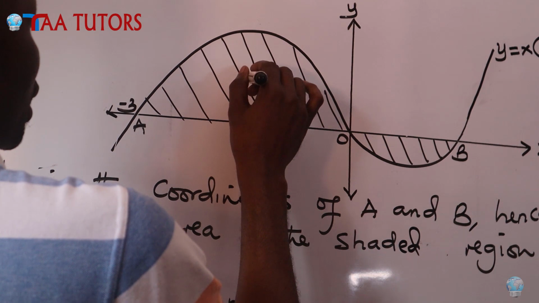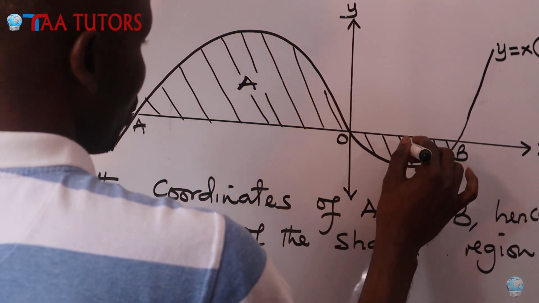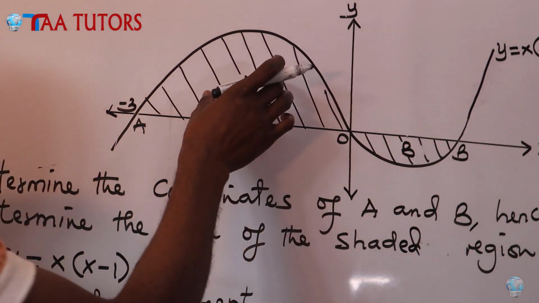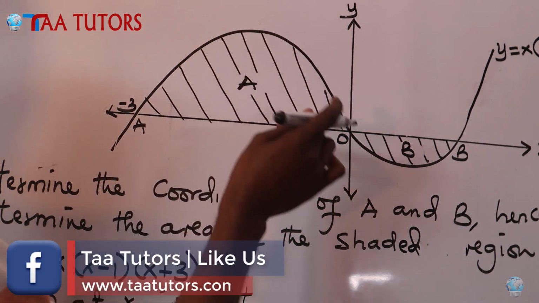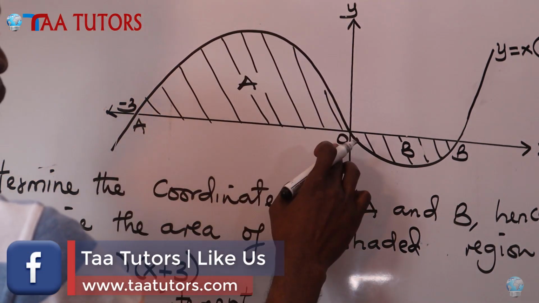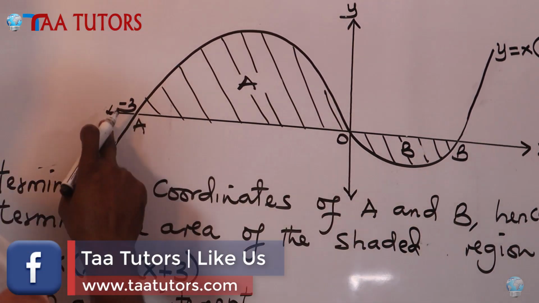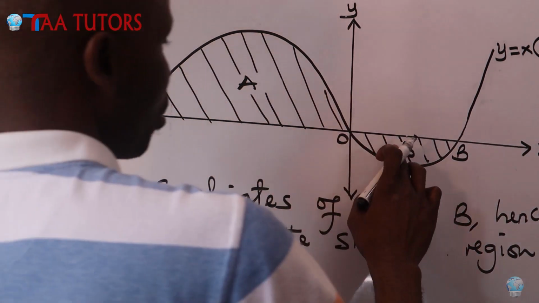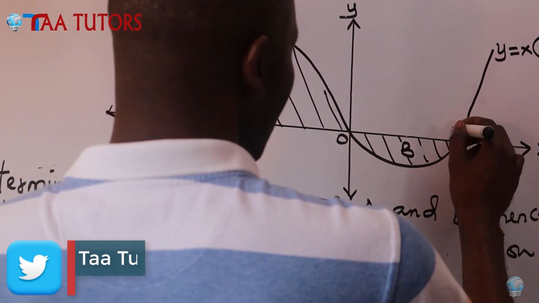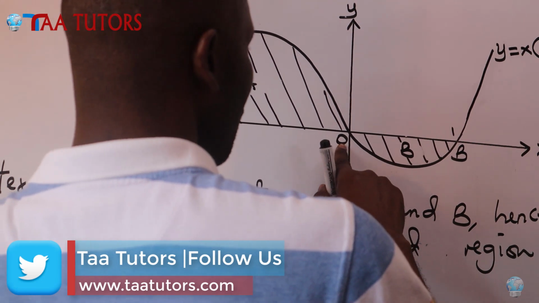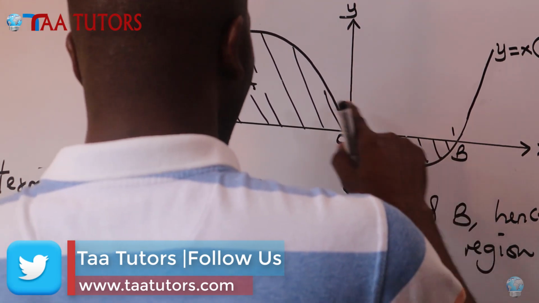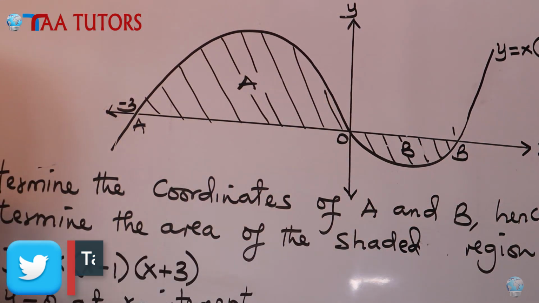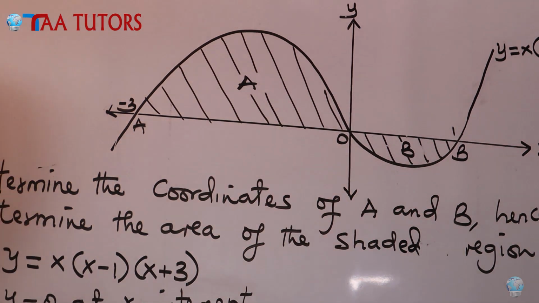Let me say area A and area B. So we have to get this area separately, and for area A, the limits are negative 3 and 0. So the upper limit is 0, the lower limit is negative 3. For area B, the upper limit is 1 and the lower limit is 0. Once we get area B and area A separately, then we add them. That is what we are going to do.